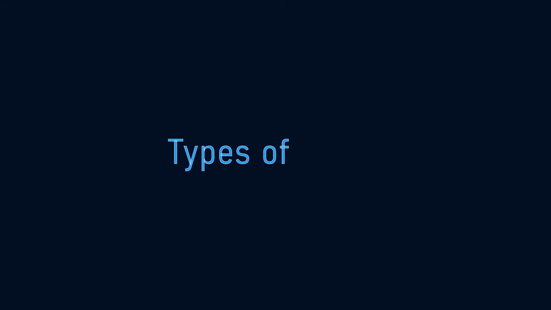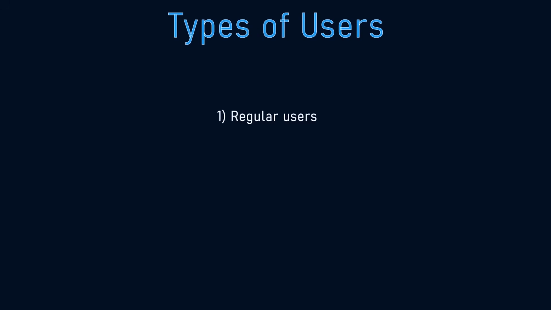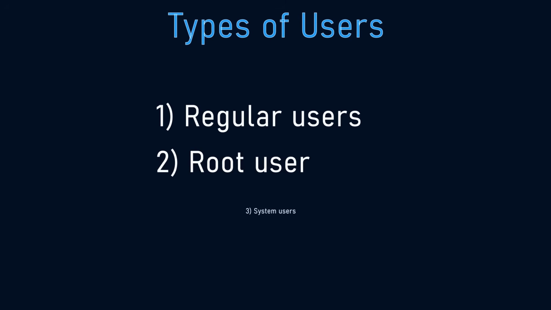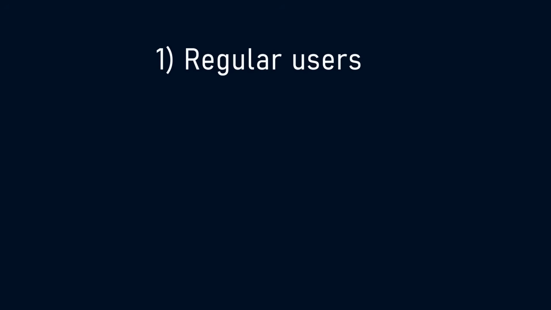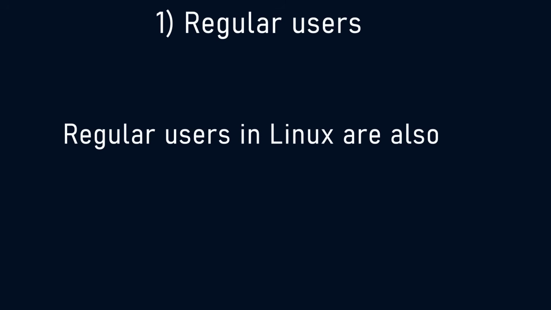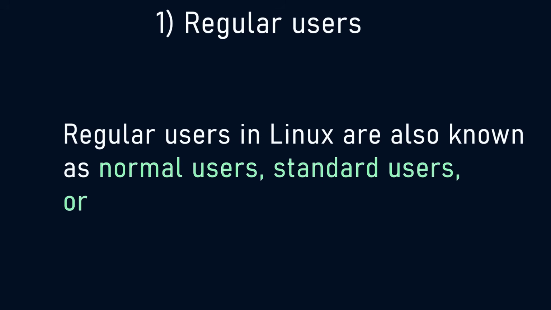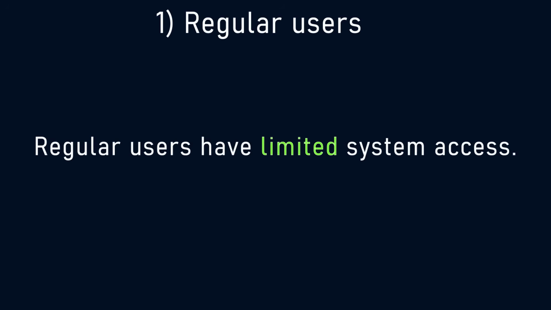Now, there are three types of users in Linux, not only in Linux but in Windows as well. There are three main types of users: regular users, root user, and system users. Let's start with regular users. Regular users in Linux are also known as normal users, standard users, or non-admin users. Regular users have limited system access.